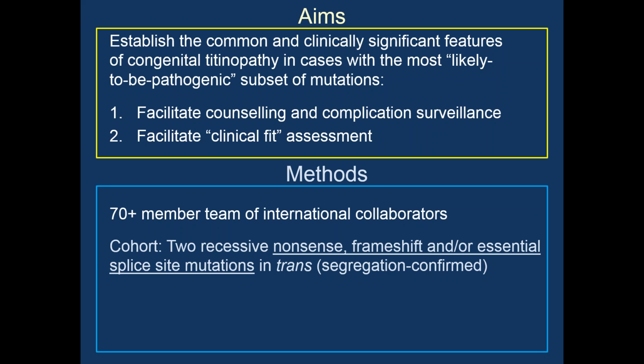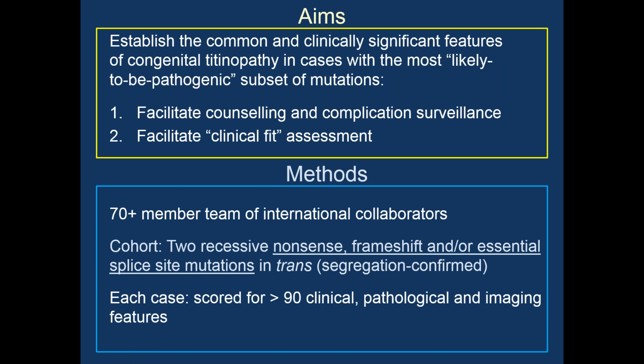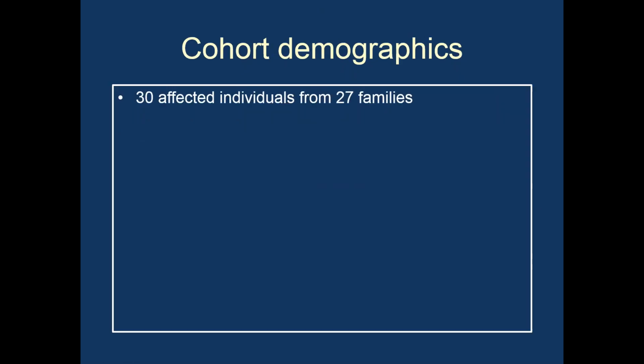And the way that we usually work that out is by sequencing the parents and seeing whether or not each of the changes that we found in the patient are present singly, so 1 copy only in each parent, which is why parental studies are so important. And in each case that we had, we scored for over 90 clinical, muscle pathology and imaging features, so it was a pretty comprehensive analysis.